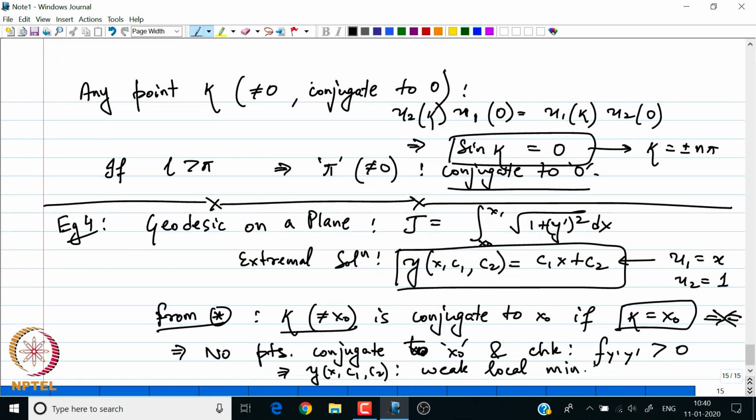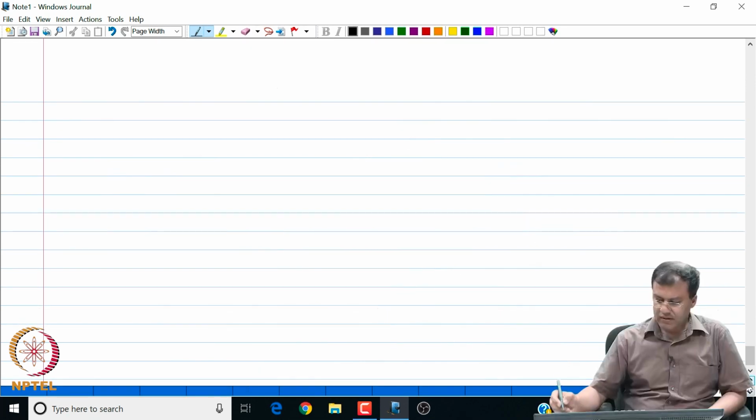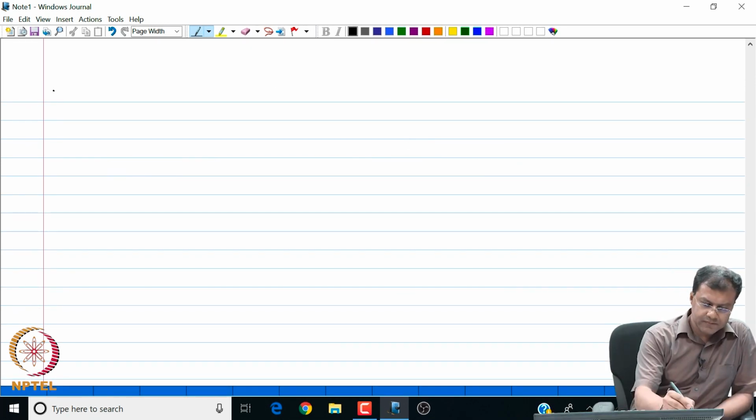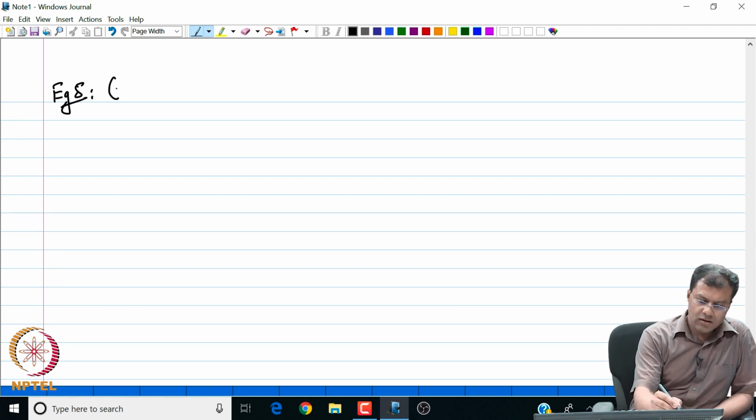So, we can see the power of the second variation now. The moment we are able to find the extremal, we can determine, under certain criteria, whether the extremal we have got is a local minima or not. So, let us look at another example, the case of the catenary.